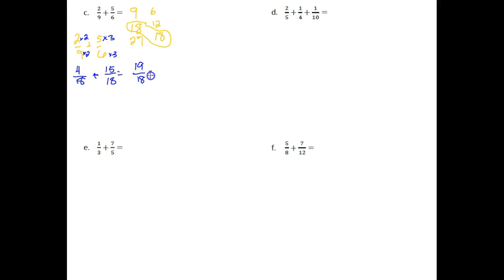We have more than that. So we have a whole. 18 goes into 19 one full time with 1 left over. That's your answer. Let's take a look at D.